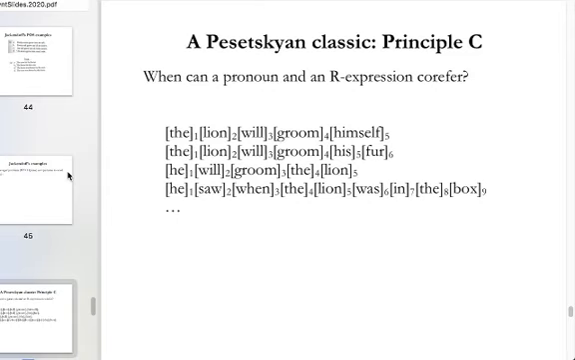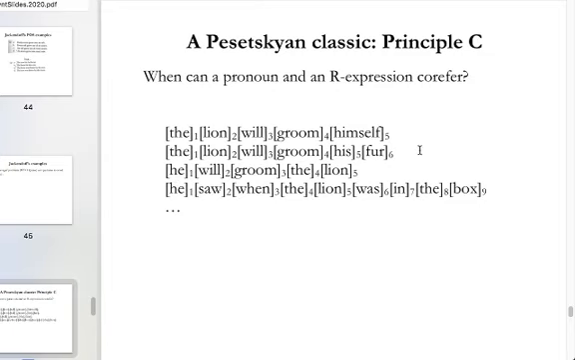So the lion, the R expression, comes before the pronominal expression, and they're allowed to co-refer. The lion will groom himself, the lion will groom his fur. The difference between these and the last two sentences, where these terms can't co-refer, is that here the pronominal expression he is word 1, and the lion is words 4 and 5. And so here, he comes before the lion, and they're not allowed to co-refer.